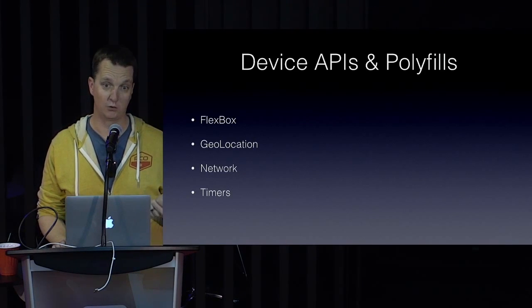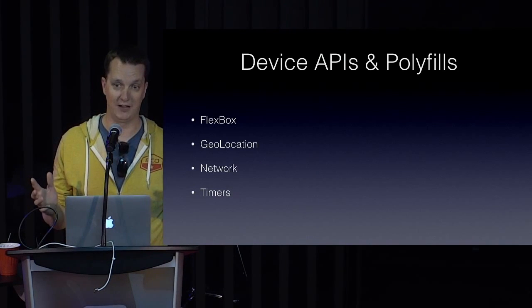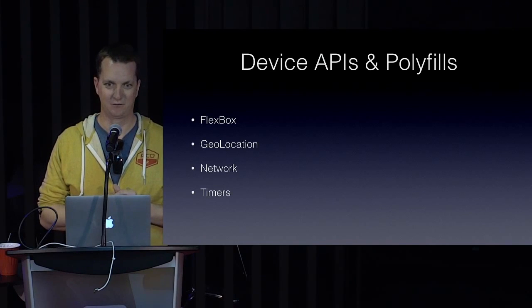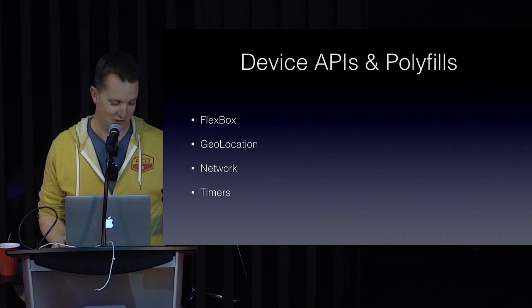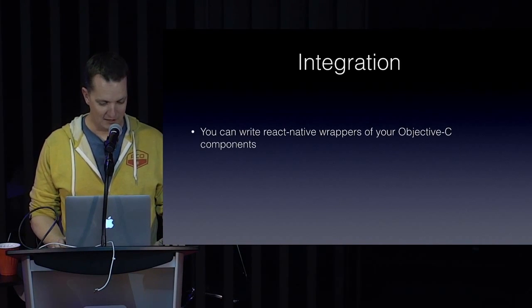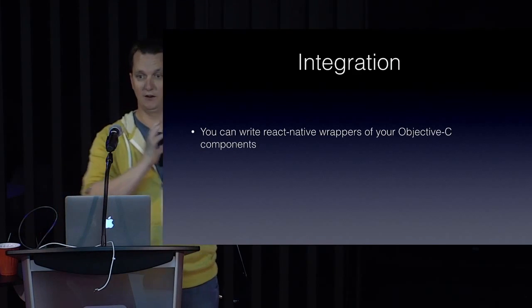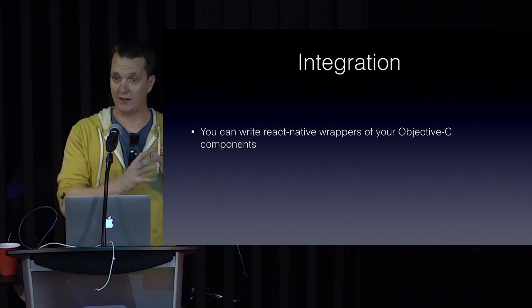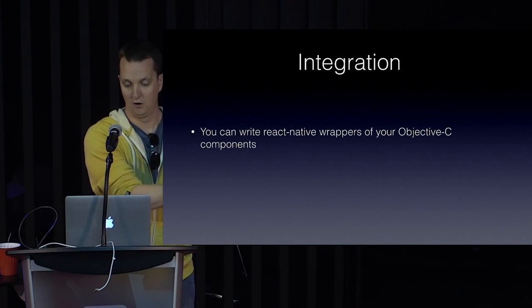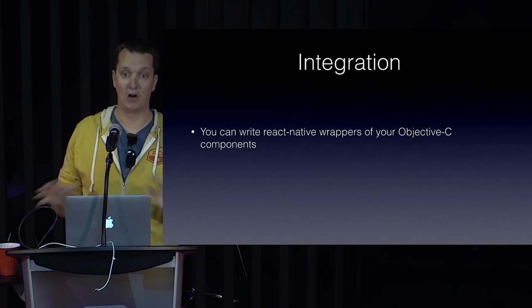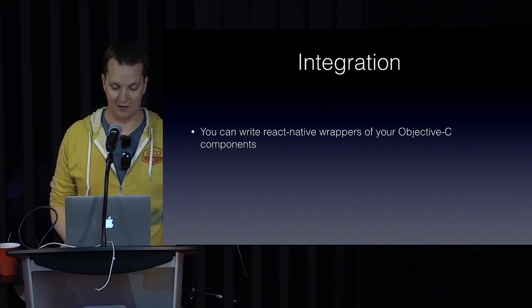Flexbox, which is a really great way of laying out mobile apps, allows you to really get away from a lot of the crap of doing it via other ways. Geolocation, networking, timers, stuff like that. Integration: if you need something deeper than React Native, it's really easy to write an object in Objective-C and have it accessible via React Native. And they have a lot of documentation on how to do this and how to do it well.